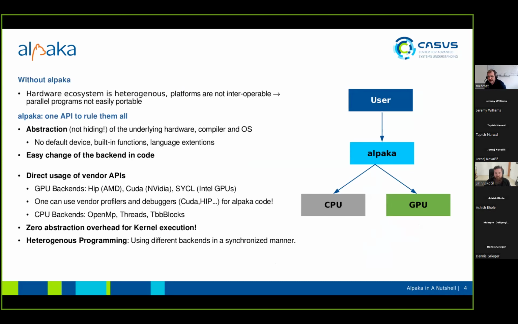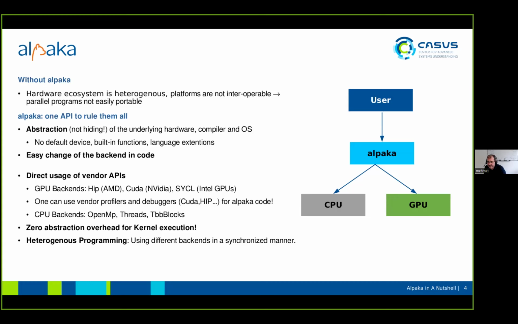Hence, without Alpaka, the hardware ecosystem is rather heterogeneous. HPC platforms are not interoperable, or in other words, programs are not portable. Alpaka provides one API to support all different GPUs and CPU backends. Abstraction of the underlying hardware, but not hiding.